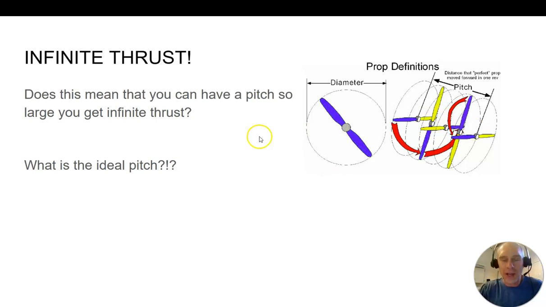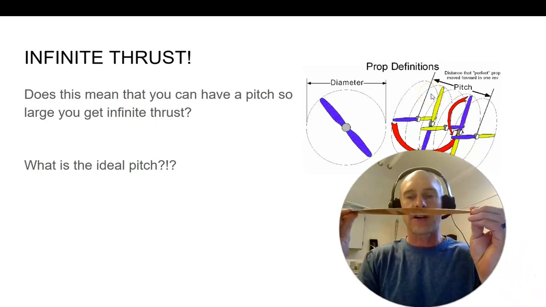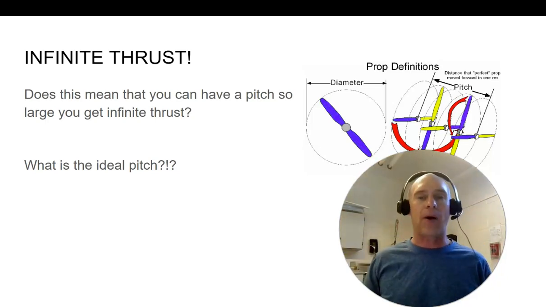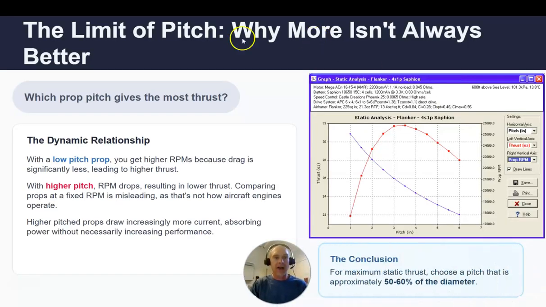What is the ideal pitch? Well, clearly you can't have infinite thrust because eventually, if you twist these propeller blades enough, they're going to be completely perpendicular and they're just going to be pushing air out. They're not going to be pushing any air backwards. So how does that work? Well, I found someone who did a little experiment on the limit of pitch, why more isn't always better.